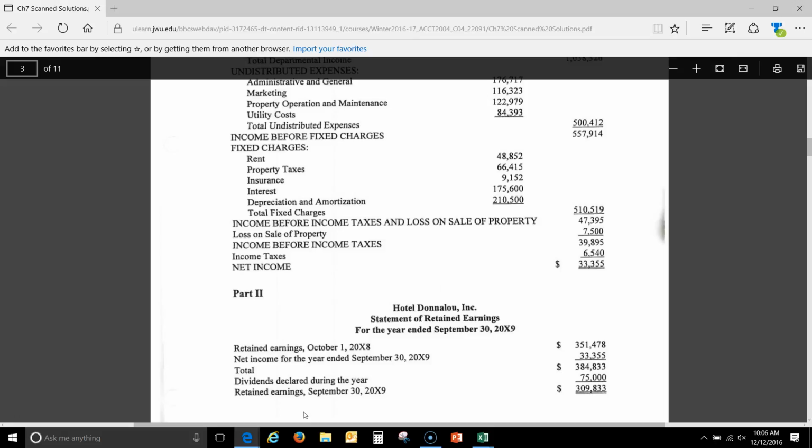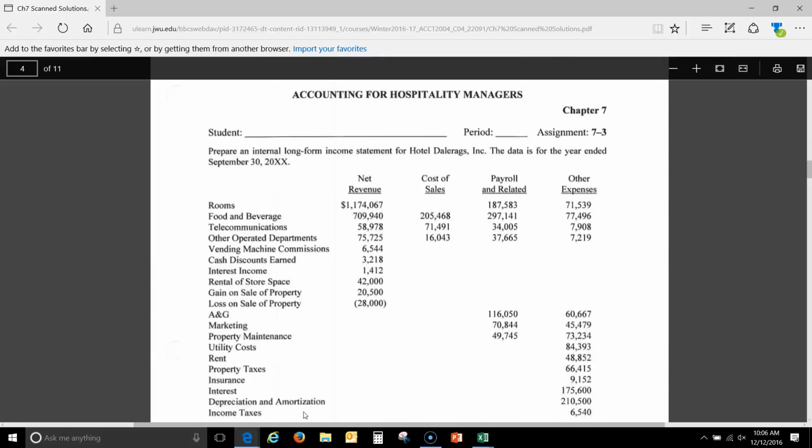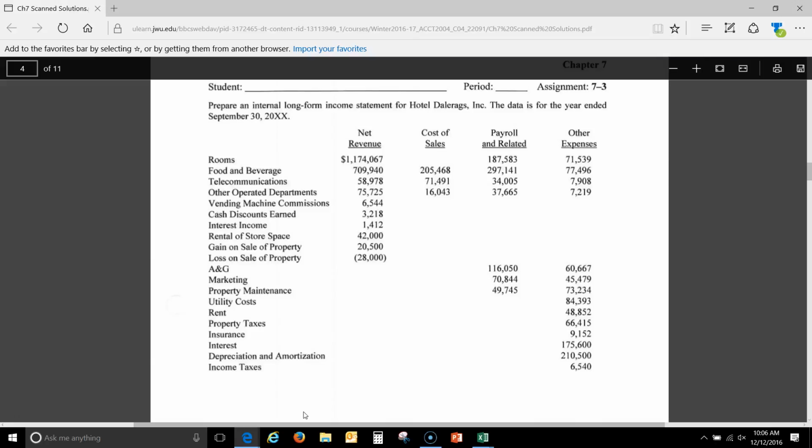Okay. The next one that they're giving you is, now we're looking at a detailed internal long form. Okay. So, internal long form is on page 196. Okay. So now we've got net revenues, we got cost of sales, we got payroll and related, and then we've got other. Okay. So what do we start with?